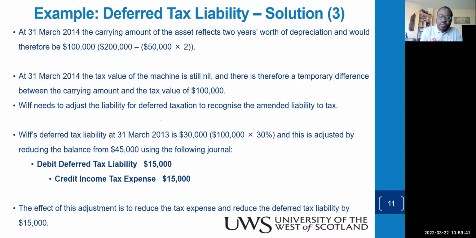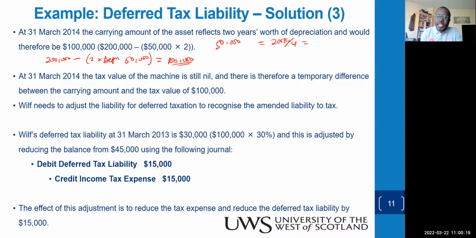Year two. Remember, what will be the carrying amount? We are told that the depreciation is 50,000, straight line, the 200,000 divided by 4. So it gives us our 50,000. So in year two, our carrying amount would typically become what? The 200,000 minus 2 years of depreciation, which is 50K for each year. So we end up getting 200,000 minus 100,000, giving us 100,000 as our carrying amount.